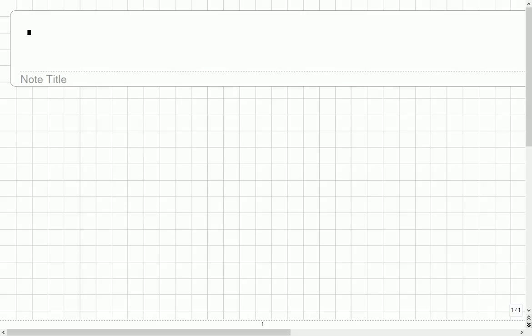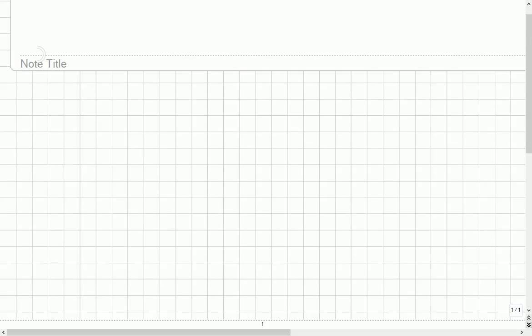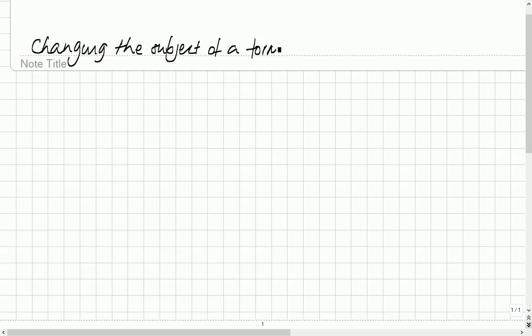Okay, we can do a little bit of work on changing the subject of a formula. Excuse my scruffy handwriting, I'm sure it's going to get better as we go on. Okay, so let's start with a fairly straightforward example.